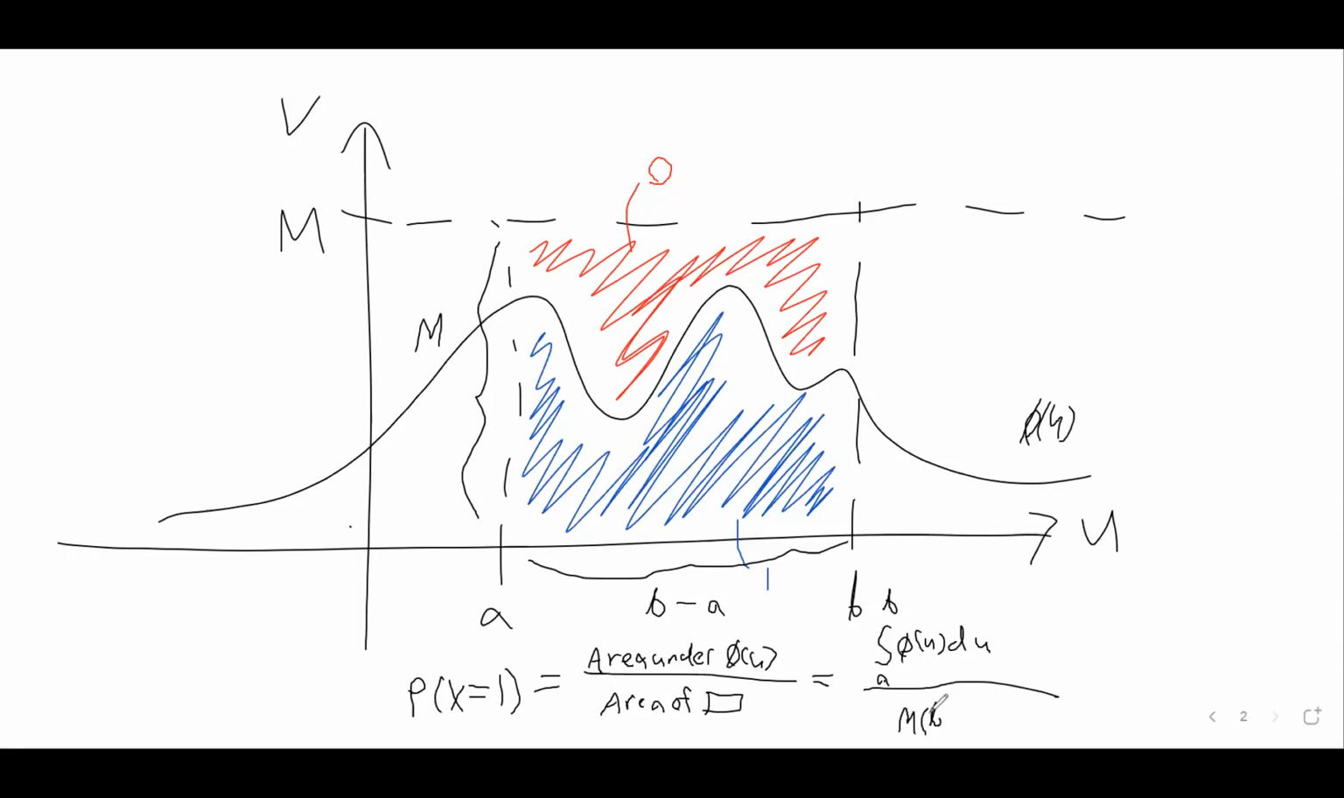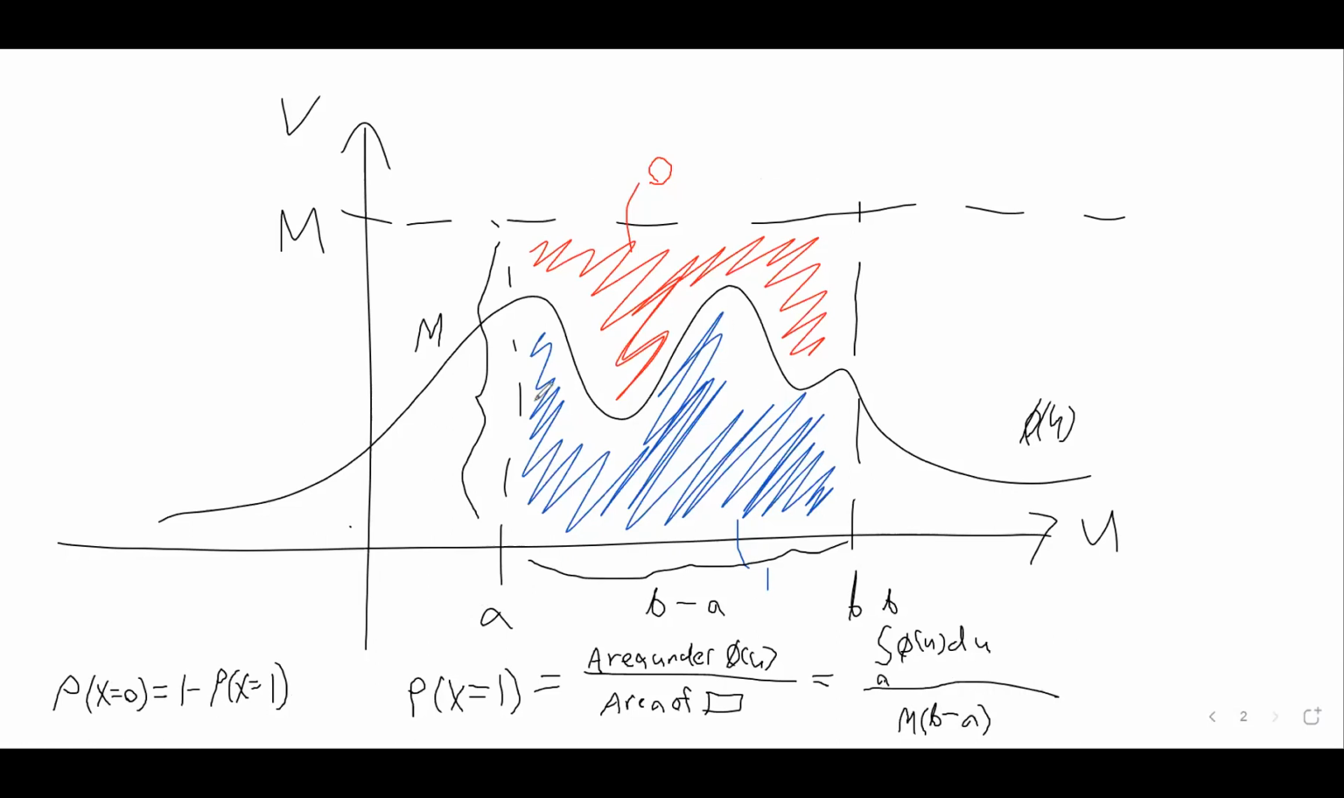So the area of the rectangle is capital M times b minus a. And so the probability that X equals 1 is the definite integral in the numerator divided by capital M times b minus a. And the probability that X equals 0 is 1 minus the probability of the complement event, 1 minus the probability X equals 1. The only two possible values of X, how we defined it, are 0 and 1. So the complement of the event X equals 0 is the event X equals 1 for this experiment.